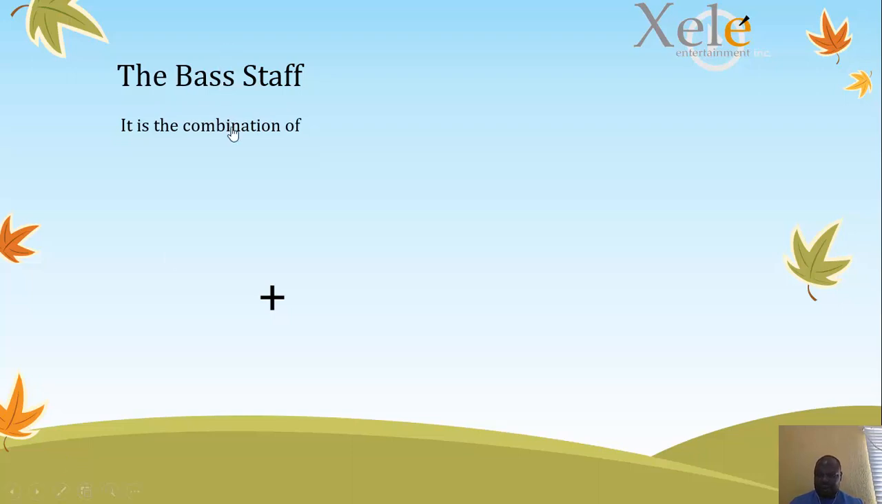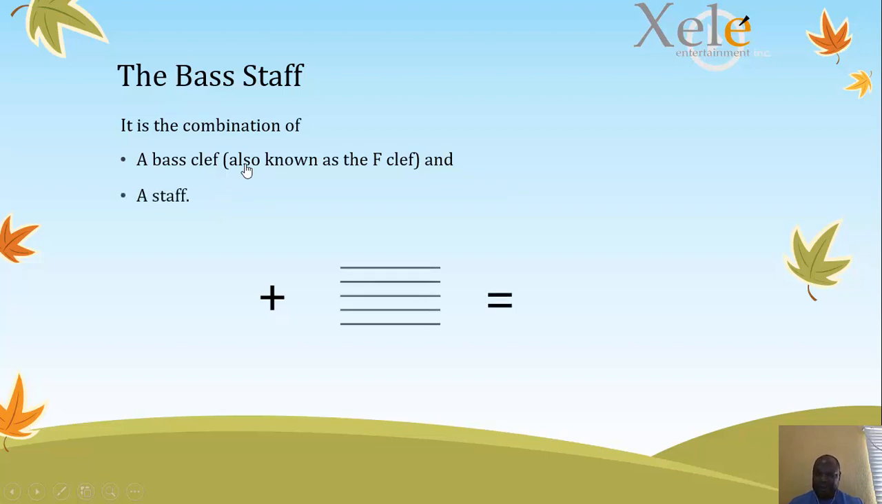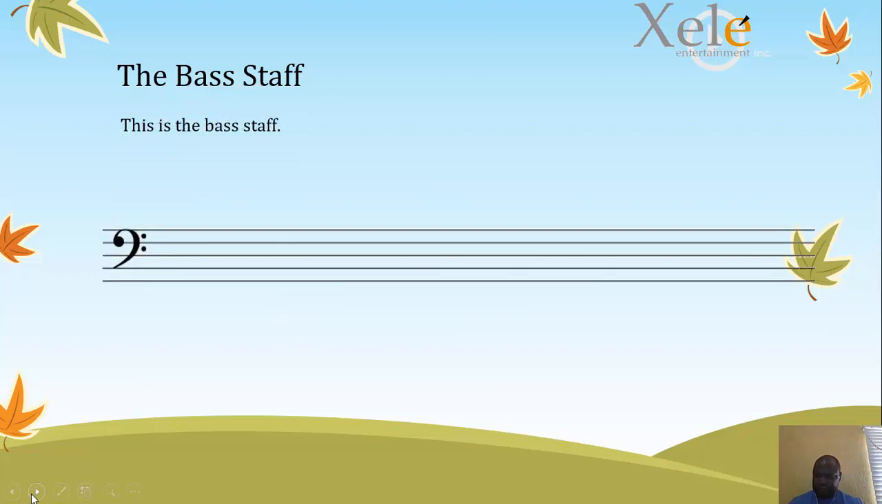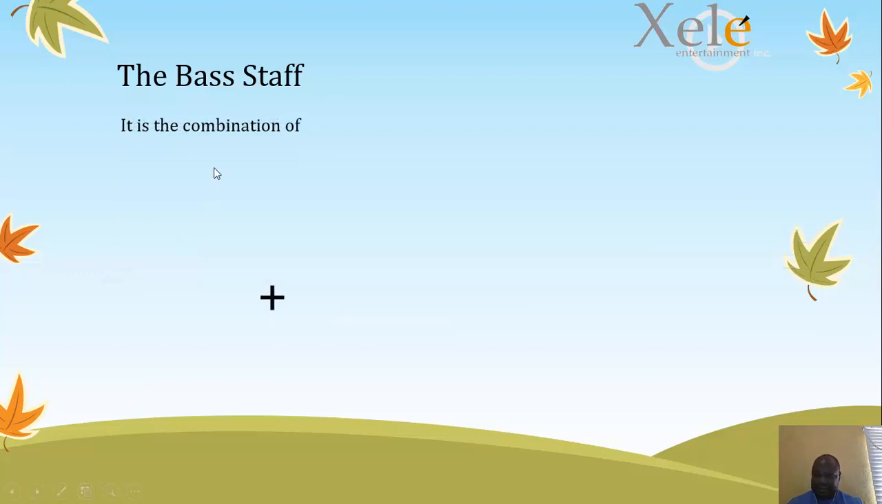And what's the first of them? The first of them is the bass clef. The first thing we need is the bass clef, also known as the F clef. And right here I have the bass clef. That's the symbol of the bass clef.